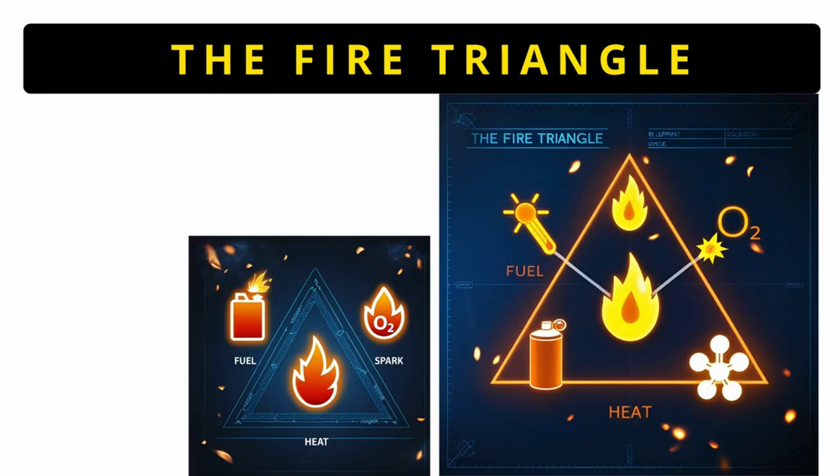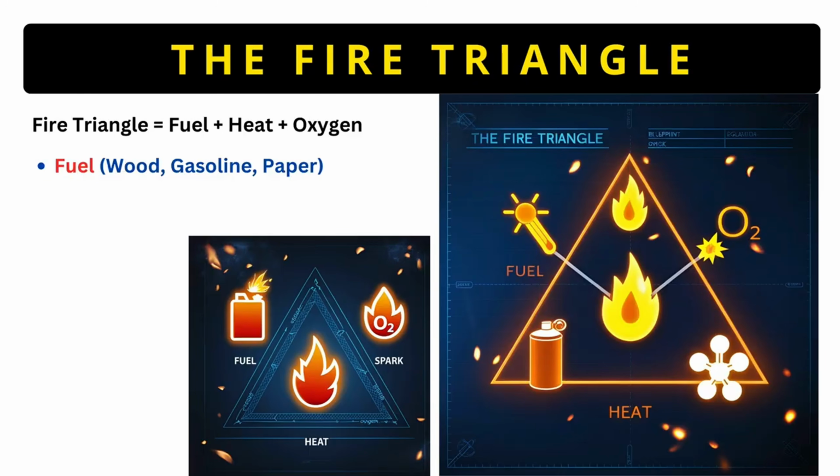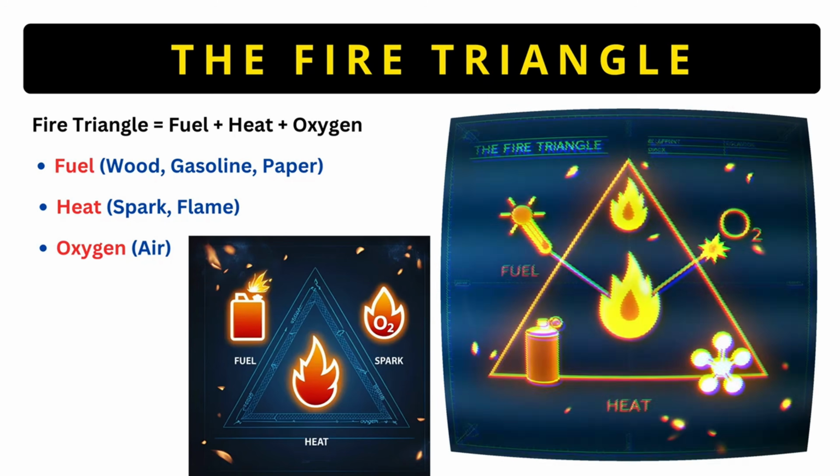Every fire requires three elements, what we call the fire triangle. First, fuel. This could be anything combustible, like wood in a campfire, gasoline in a car, or paper in an office. Second, heat. This is the ignition source, whether it's a spark, an open flame, or even electrical arcing. And third, oxygen, which makes up about 21% of our atmosphere. The key to firefighting? Remove any one of these elements and the fire goes out. Simple in theory, but in practice we've developed specialized methods for each approach.